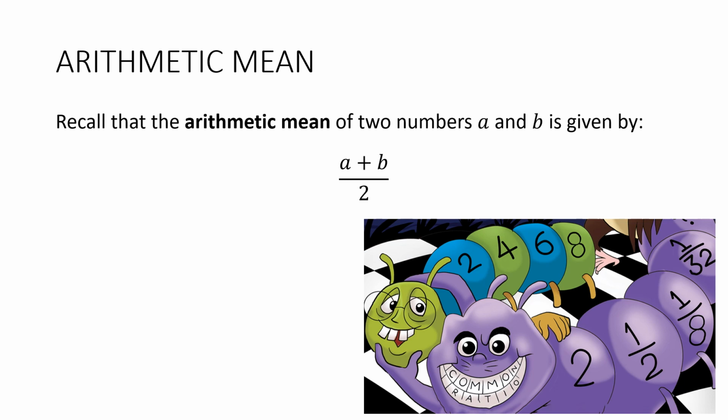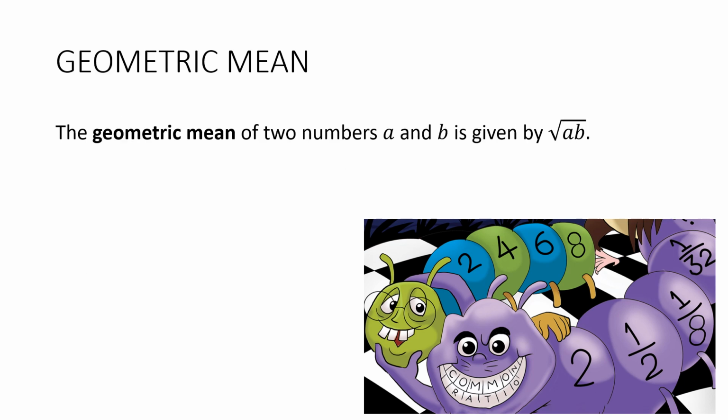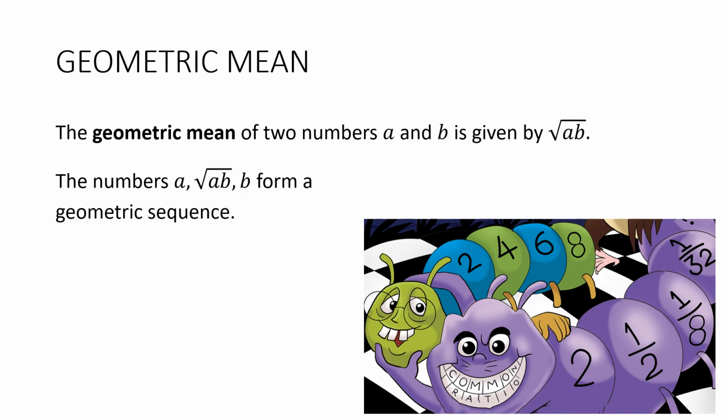Okay, moving on. Recall that the arithmetic mean of two numbers a and b is given by (a plus b) all over 2. And the numbers a, (a plus b) all over 2, and b form an arithmetic sequence. But there's another type of mean, it's called the geometric mean. The geometric mean of two numbers a and b is the square root of ab. So we multiply them together and then take the square root. And not surprisingly, the numbers a, square root of ab, and b will form a geometric sequence.